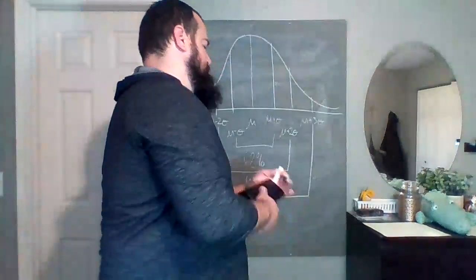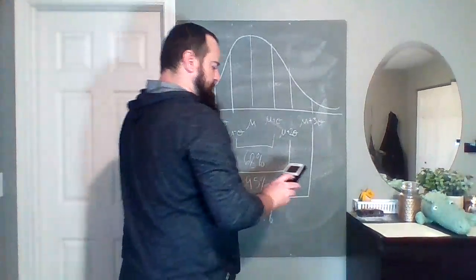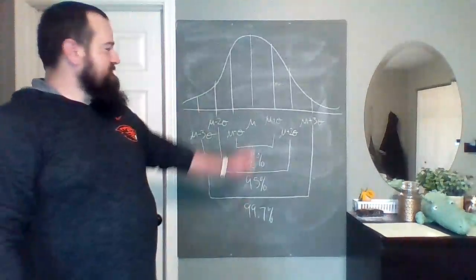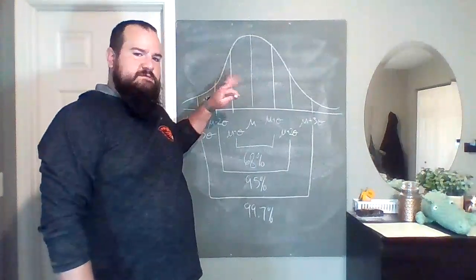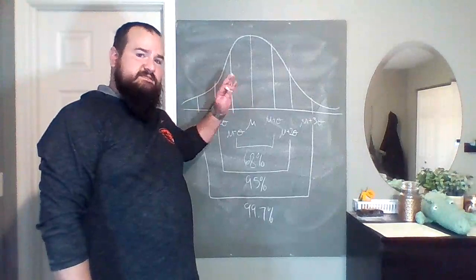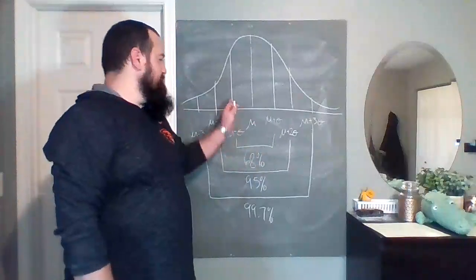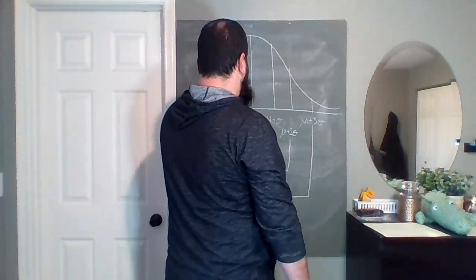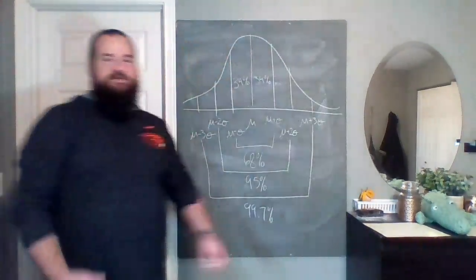I got my calculator so I make sure I don't mess up any numbers. What that means is if there's 68% from here to here, one of the really nice things about a normal distribution like this is that it's symmetric about the mean. So if this is symmetric, and there's 68% here to here, that means we have 34% in each of those.